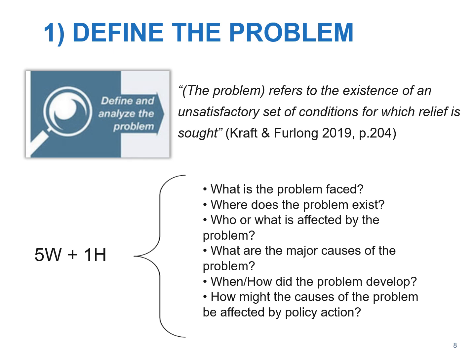What does the problem entail, and why and where does it exist? Who is affected? Are there any groups, depending on their age, gender, race, ethnicity, or socioeconomic status, that are disproportionately affected compared to others? What are the major causes of the problem? When and how did the problem develop? And finally, how might the causes of the problem be affected by policy action?